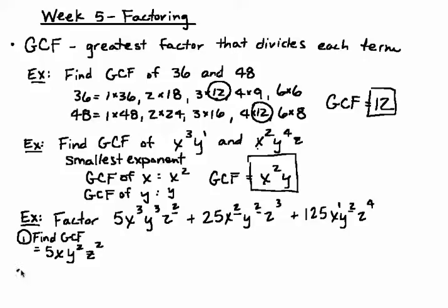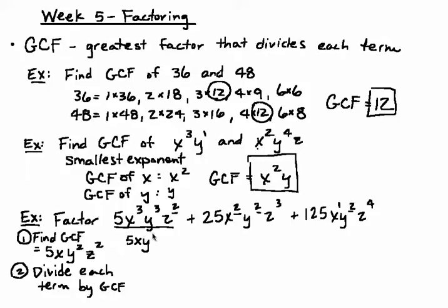And your second step is to divide each term by the GCF. So we're dividing 5x cubed y cubed z squared by 5x y squared z squared. And then the other two terms by 5x y squared z squared.